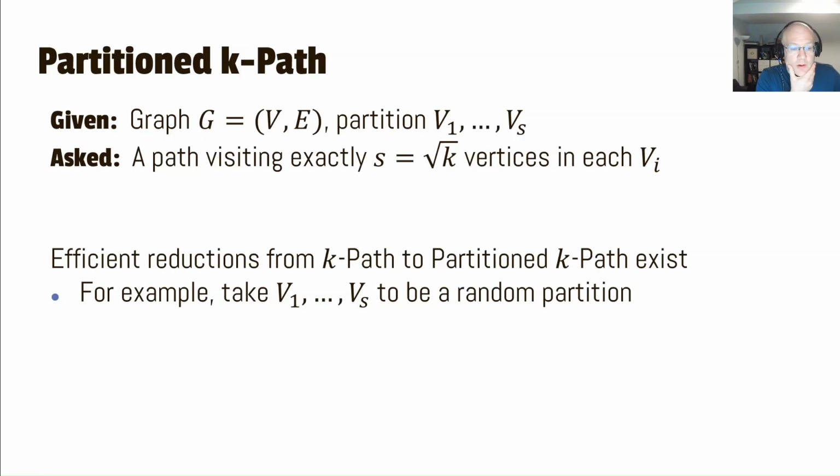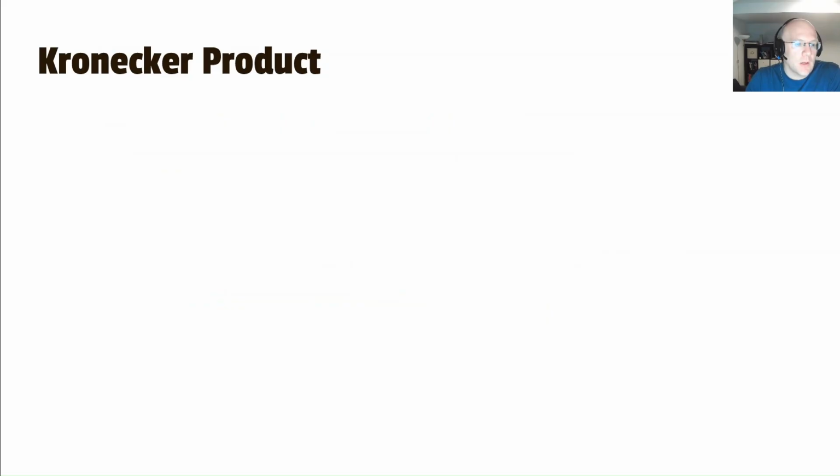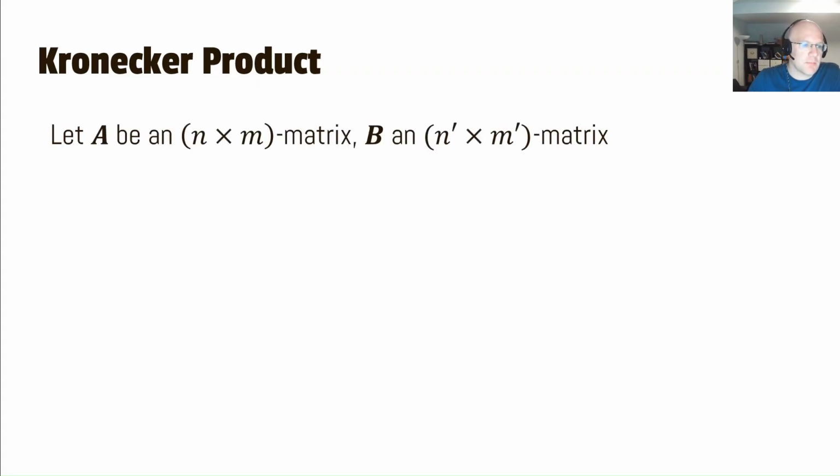And efficient reductions from k-path to partitioned k-path exist. For example, if you don't care about randomization versus deterministic algorithms, you could just take a random partition of the vertex set, and with some decent probability the set of k vertices of the k-path gets evenly split in these parts. Okay, but for now we are going to solve the partitioned k-path problem. And it turns out that the disjointness matrix, or the compatibility matrix for this problem, will be a Kronecker product of the original disjointness matrix. I will show that in the next slide, but first, if you do not know what the Kronecker product is, let me define that here.